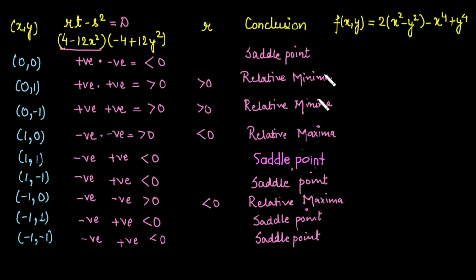In this case, we are getting 5 points that act as saddle points, meaning neither maxima nor minima. But there are 2 points with a relative minima and 2 points with a relative maxima. We can also calculate the function value at these points. At these points, we are getting these function values. It means at the relative minima, the function value is minus 1. At relative maxima, the function value is 1.